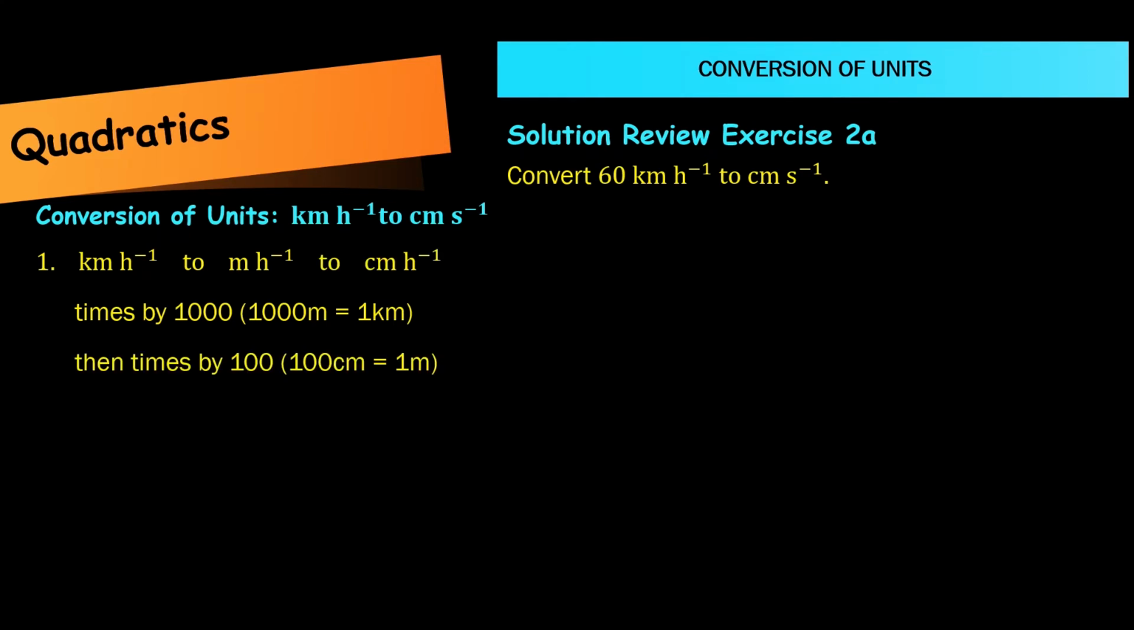Then, if we're converting to centimeters per hour, then we multiply the meters by 100 because 100 centimeters equals 1 meter. So overall, in order to convert from kilometers per hour to centimeters per hour, we times by 100,000. Because it's the first 1,000 and then the 100 multiplied by each other.